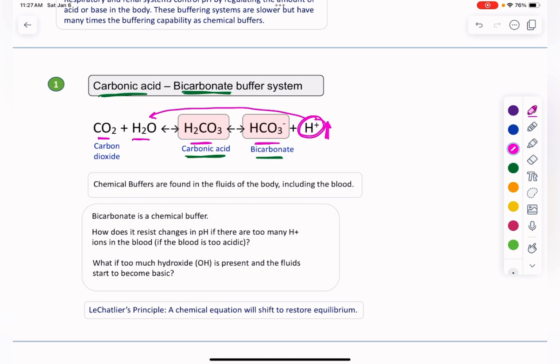An important principle that regulates all of this is called Le Chatelier's principle. Basically, that means that a chemical equation will shift to restore its equilibrium. So if there are too many chemicals on this side of the equation, then the equation is going to shift this way to correct that imbalance. And as I just showed, if there are too many chemicals on the other side of the equation, then it's going to shift the opposite way to restore that equilibrium.